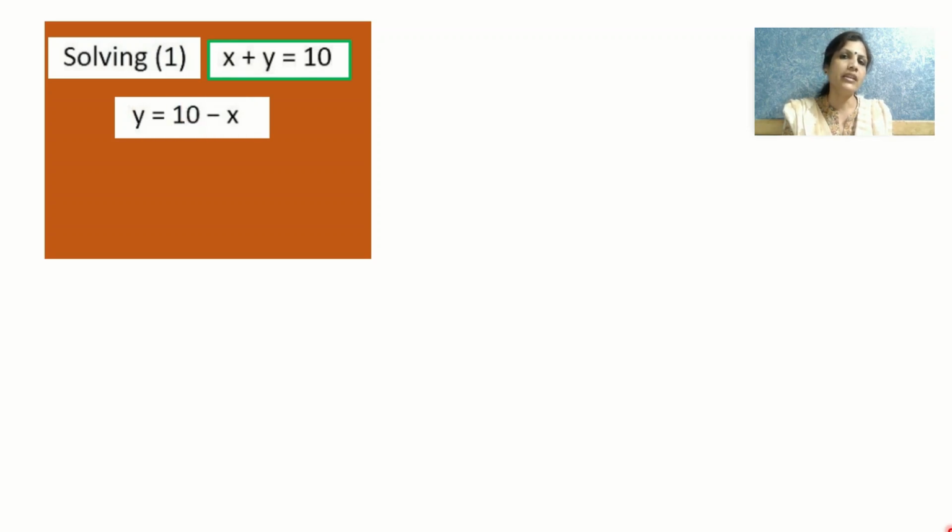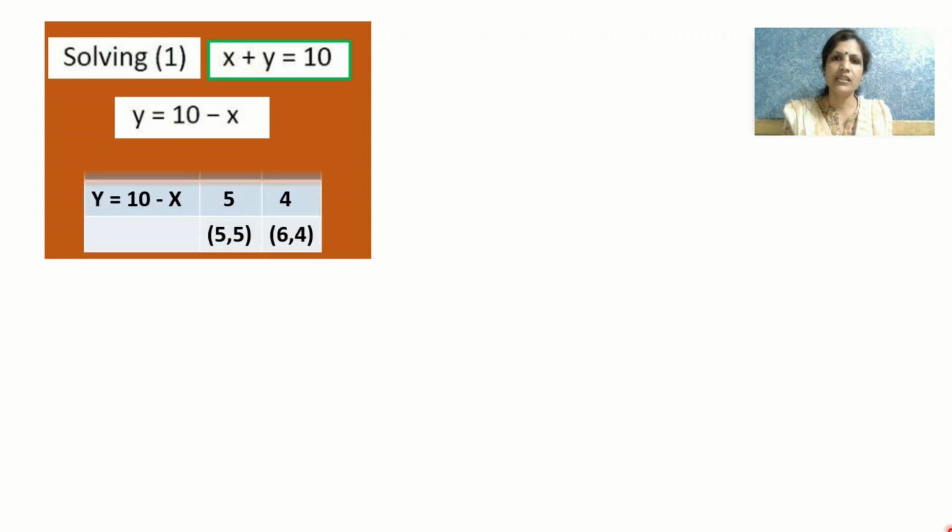To find the coordinates, I'll form a table. So in the table, you are writing x and y. Our equation is y is equal to 10 minus x. Now in place of x, I can substitute the values of my choice. So you have a choice to substitute from 0 to negative numbers to positive numbers to integers, but substitute the values in such a manner that you will get proper coordinates. So we are substituting x is equal to 5, so we get y is equal to 5. So our first coordinate is 5, 5.